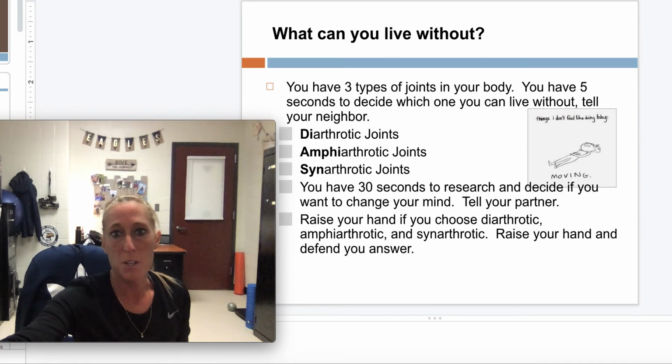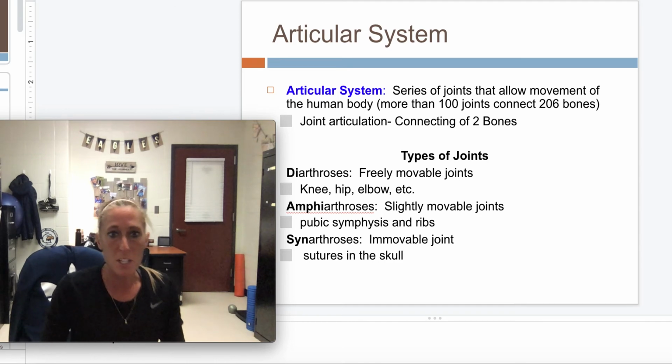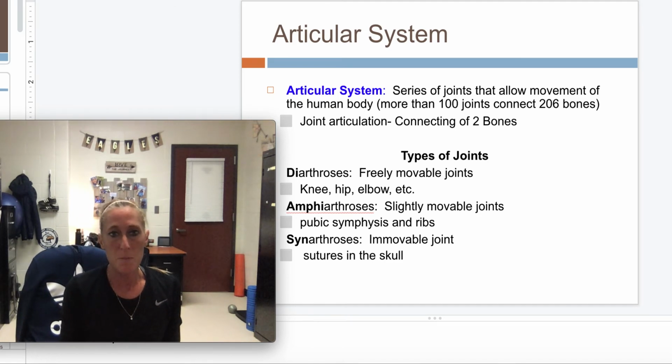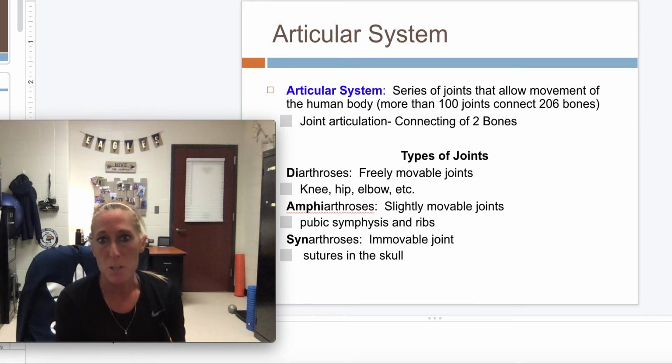We're going to skip this one. We talk about diarthrotic. We're going to go ahead and explain what that is. So first of all, the articular system. The articular system is all of the joints of our body. It makes up the articular system. So we have lots of different joints in our hands, our wrist, our elbow, our shoulder. It's called the articular system, the series of joints that allow movement of the human body. There's more than 100 joints that connect 206 bones.